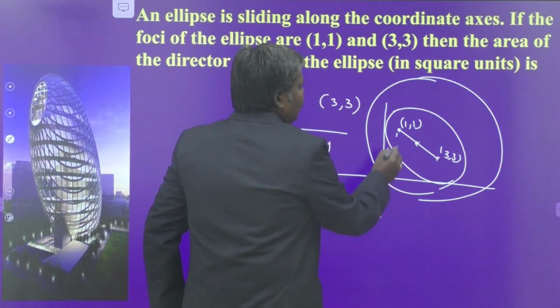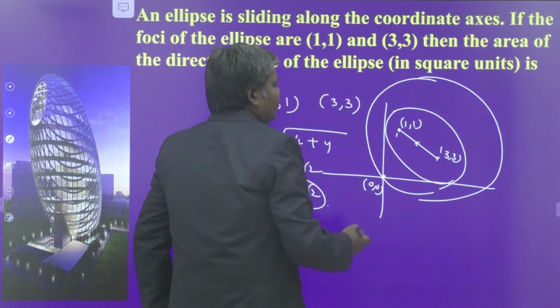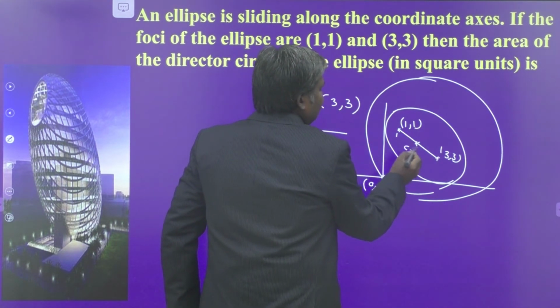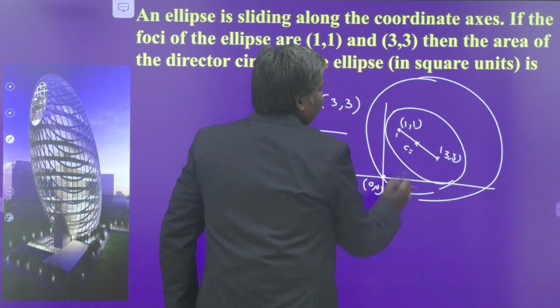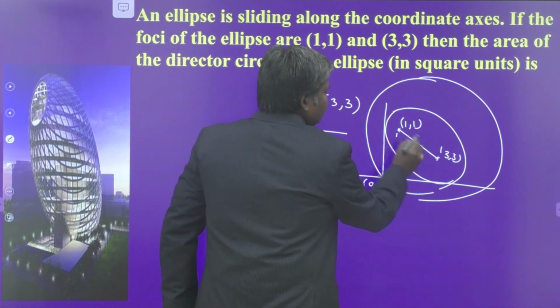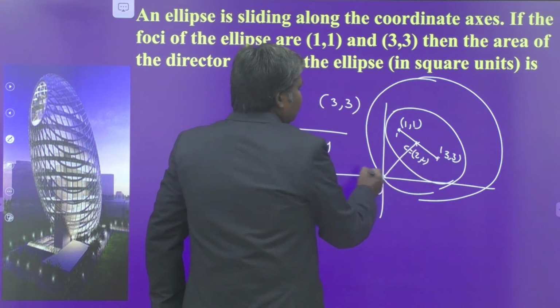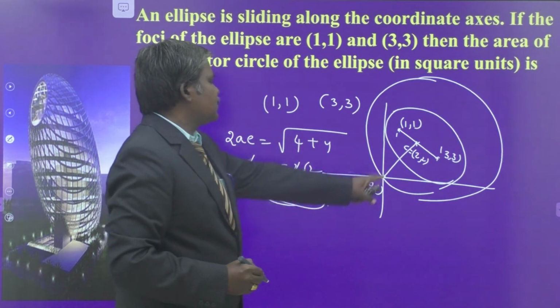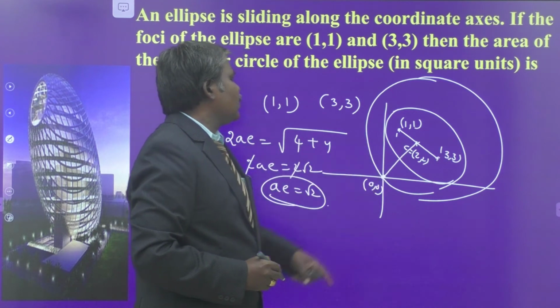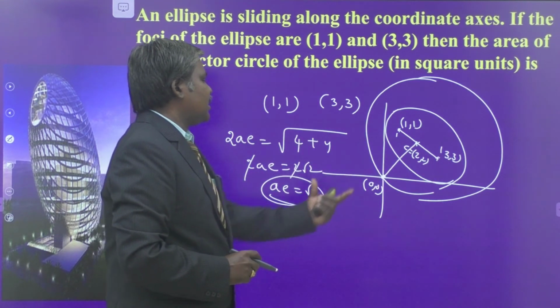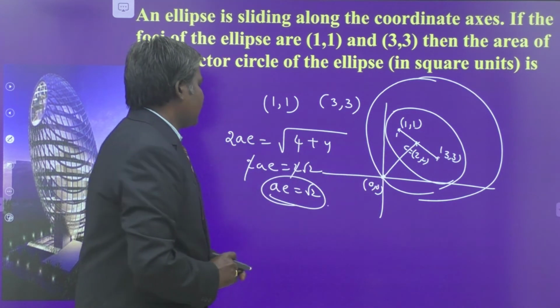So we know that the midpoint of the foci is the center of the ellipse. What is your center here? That is the midpoint of (1, 1) and (3, 3), that is (1 plus 3) by 2, (2, 2). The distance from the center to a point on the circumference of the director circle is nothing but the radius of your director circle.